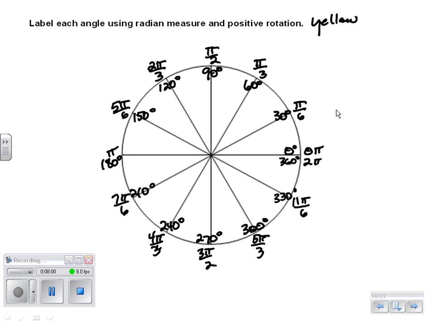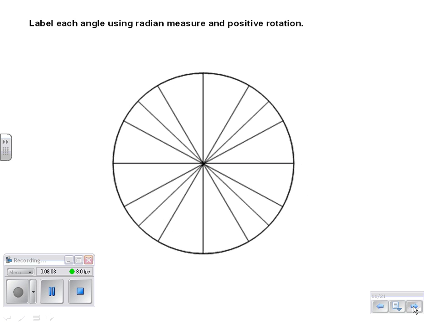Now your last one, I think it's green, but I'm not positive. It's a combination of the other ones. Your quadrantals go on first, and then a combination of all. So we have pi over 6, pi over 4, pi over 3, and I'll let you go ahead and go around and finish labeling each one of those.